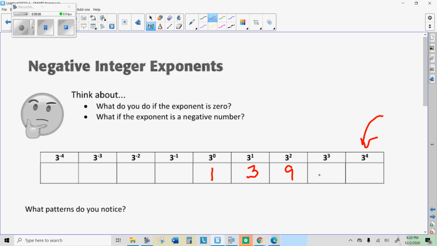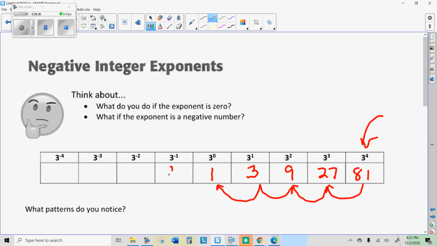To fill in the rest of them, 9 times 3 is 27. 27 times 3 is 81. Now we're going to go backwards. Okay, now going backwards, I would divide the number by 3, right? So 27 divided by 3 is 9. 9 divided by 3 is 3. 3 divided by 3 is 1. Now the next number is going to be 1 divided by 3.